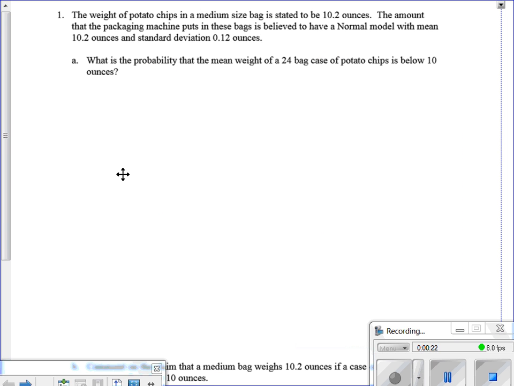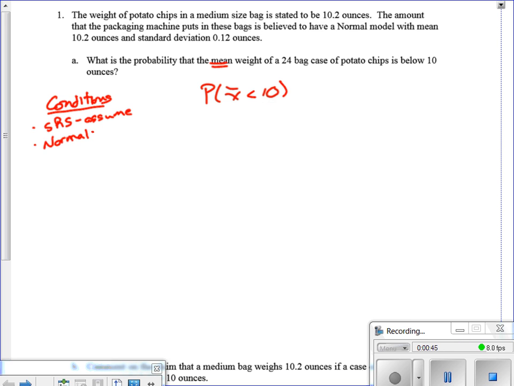What's the probability the mean weight of a bag is below 10 ounces? This is not a confidence interval problem, so we need to figure out the probability that X bar is below 10 ounces. This is a mean problem, so the conditions are very simple. If you've got a simple random sample, we're going to have to assume n is not big enough, but we are from a normal distribution. That is given.